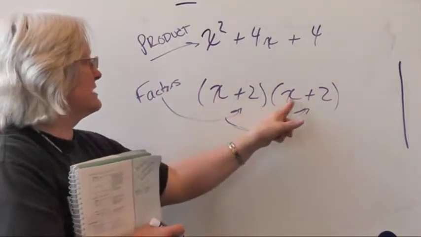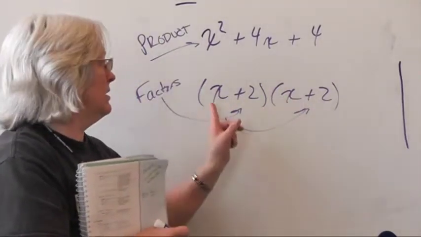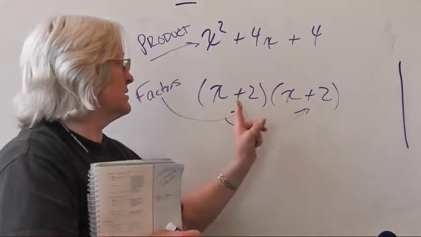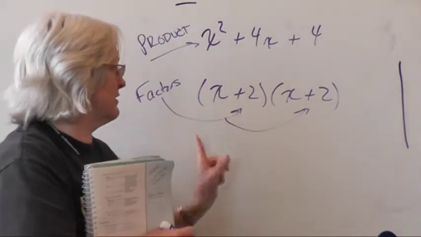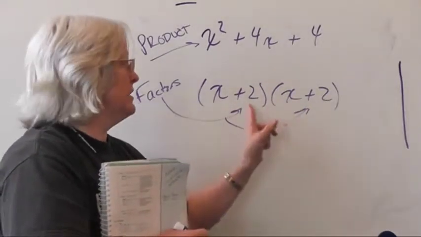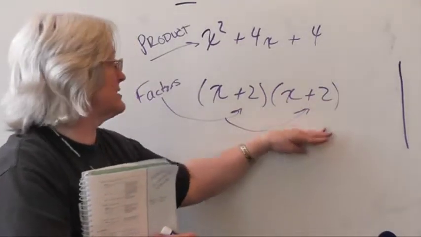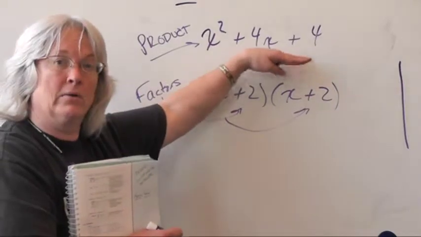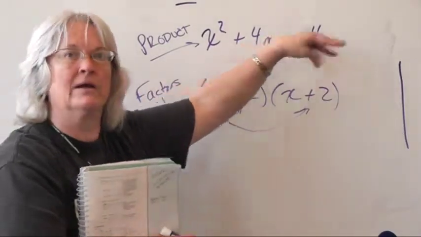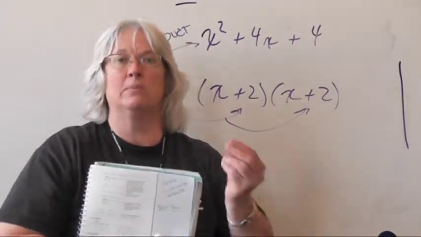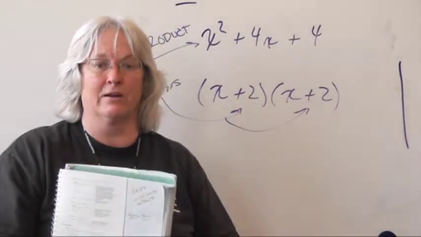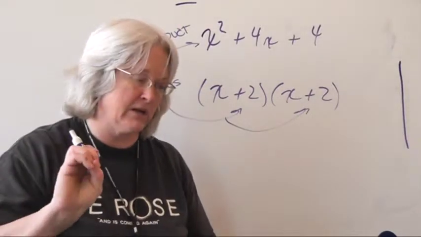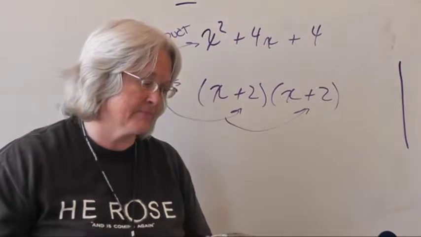Well, x times x is x squared. X times 2 is 2x. 2 times x is 2x, so you have x squared plus 4x. 2 times 2 is 4. So yes, this is the factored form of the trinomial, x squared plus 4x plus 4. Now, I don't want you to be afraid of this because it's really not a problem for you. You just learn it a little bit at a time.